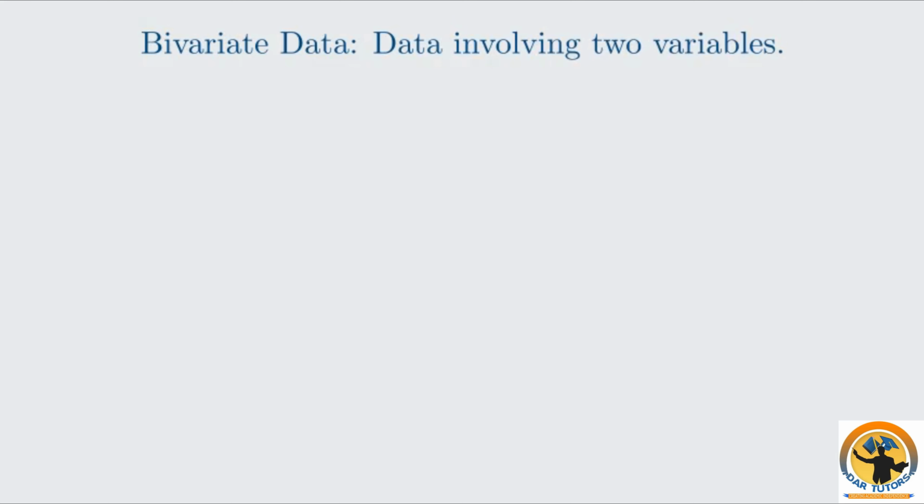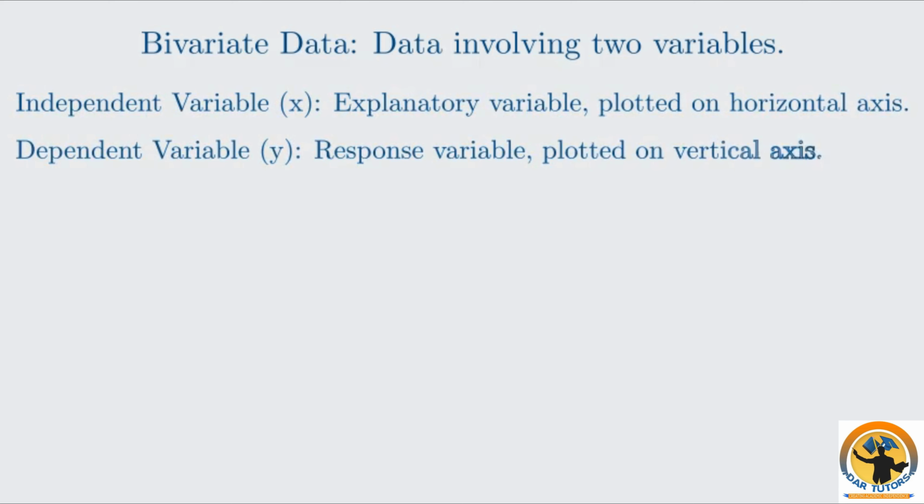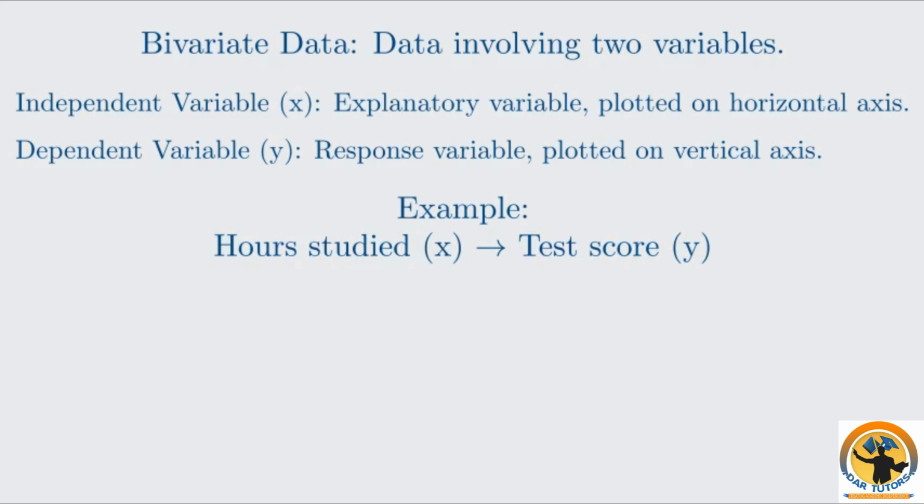Bivariate data consists of two variables for each individual or item in a sample. Our goal is to analyze the relationship between these two variables. When we analyze bivariate data, we often identify one variable as the independent or explanatory variable, and the other as the dependent or response variable. The independent variable is the one we believe might influence the other, and it's typically plotted on the horizontal axis. The dependent variable is the one we are trying to predict or explain, and it's plotted on the vertical axis. For example, if we study the relationship between the number of hours a student studies and their test score, the hours studied would be the independent variable, and the test score would be the dependent variable.